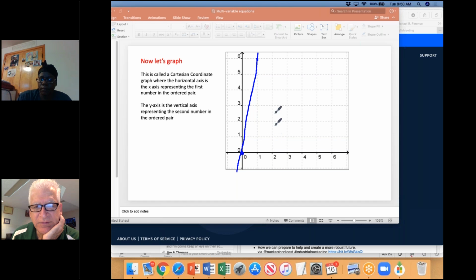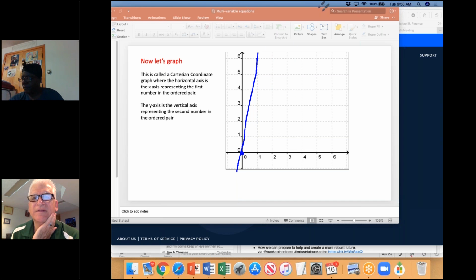So 2, 12 is going to be way up here somewhere, and it's going to be right on that line. And then I got 3, 18. So 3 would be way, way up there, and it's just a straight line graph. Okay, so let's do the second one. Then I'm going to get rid of that.